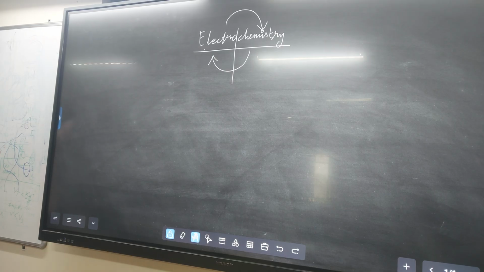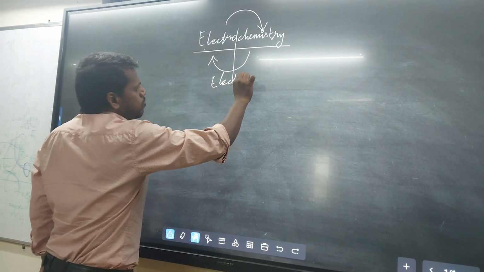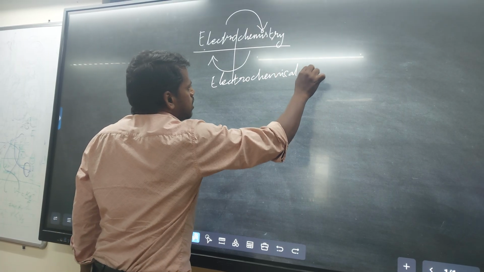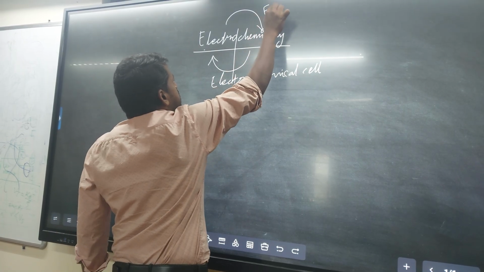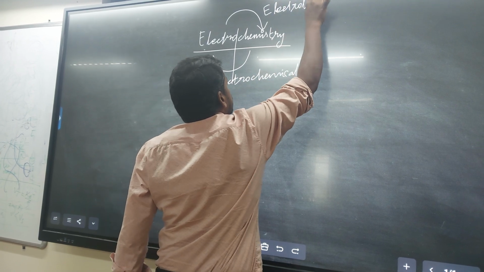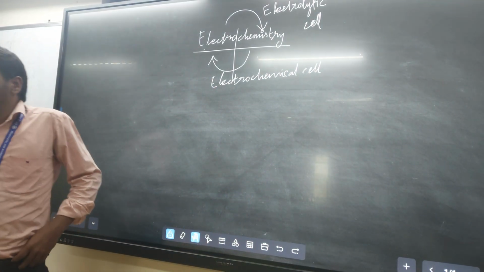Electrochemical cell means using the chemical energy we get the electrical energy. Using the electrical energy we do the chemical reaction means that is an electrolytic cell. Okay, this is an electrochemical cell. Okay, this is an electrolytic cell. That's why all the rechargeable batteries act as both.